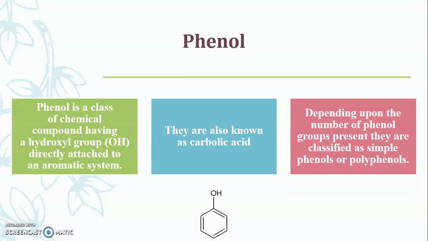Now, depending upon the number of hydroxyl groups present, they are classified as simple phenols as well as polyphenols. Here, as you see the structure of phenol, where only one hydroxyl group is there, this is known as a simple phenol. Simple phenols are phenols in which only one hydroxyl group is present, while polyphenols are those phenols in which the number of hydroxyl groups is more than one.